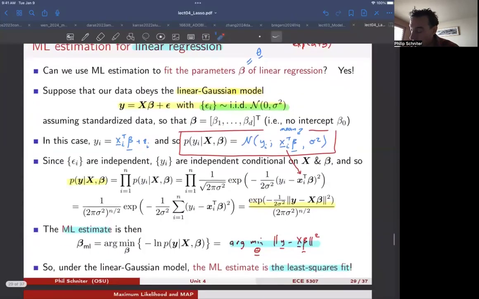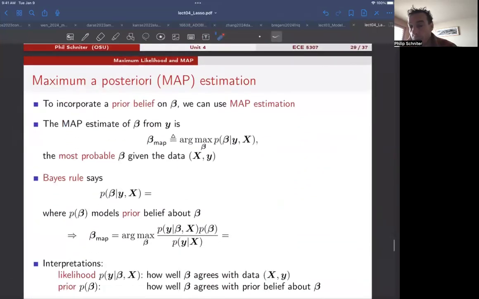Okay, so that's ML estimation. We also said there's an alternative called MAP estimation. It's pretty similar in spirit. Remember in ML, just for reference, we want to maximize the probability of y given x and beta. Now the difference with MAP is you want to maximize this instead. You want to maximize the probability of beta given your data, y and x.